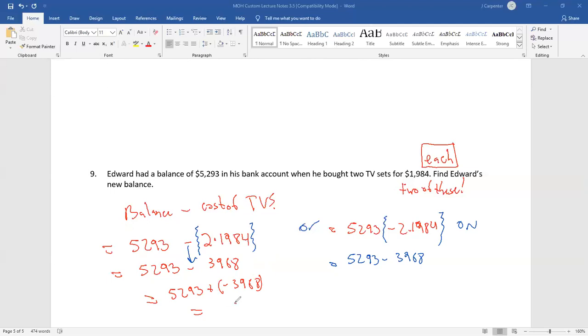13 minus 8 is 5. That's 8 minus 6, which is 2. 52 minus 39 is going to be 13. So 1325. So that says he's got $1,325 left in his account. And there we go.